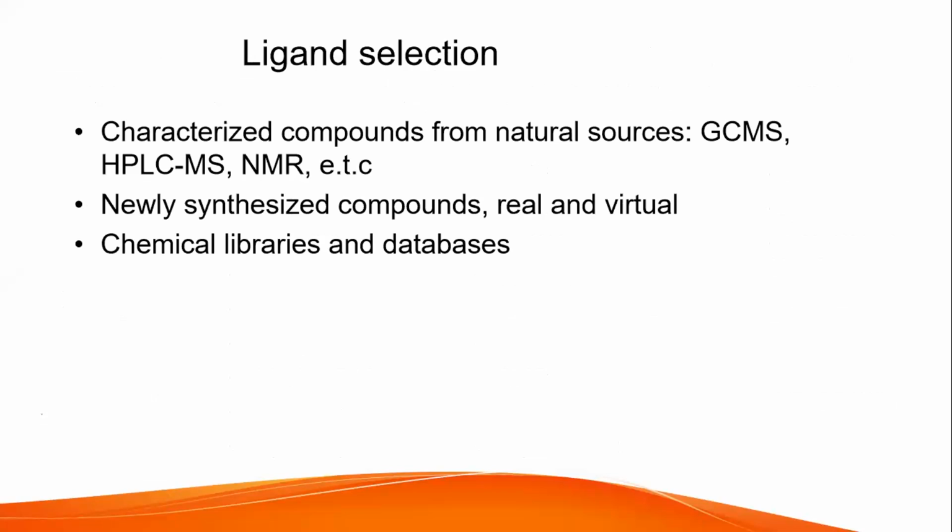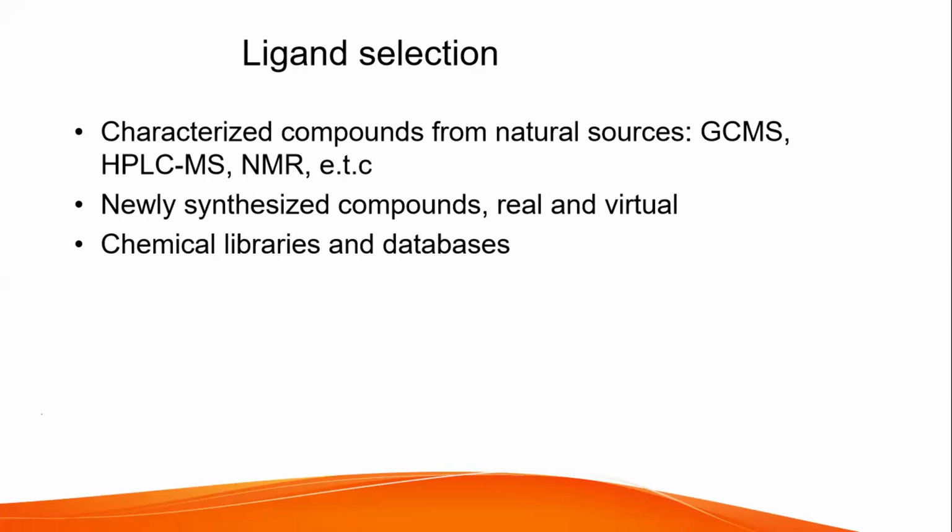Then ligand selection. How do you get your ligand? You can get your ligand from natural sources, maybe from plants, extracts, or secondary metabolites of microorganisms that you have isolated and whose structures you have elucidated. What you need is the structure of those compounds. I will very soon show you how to get the structures of the compounds. Then you have newly synthesized compounds, real or virtual.